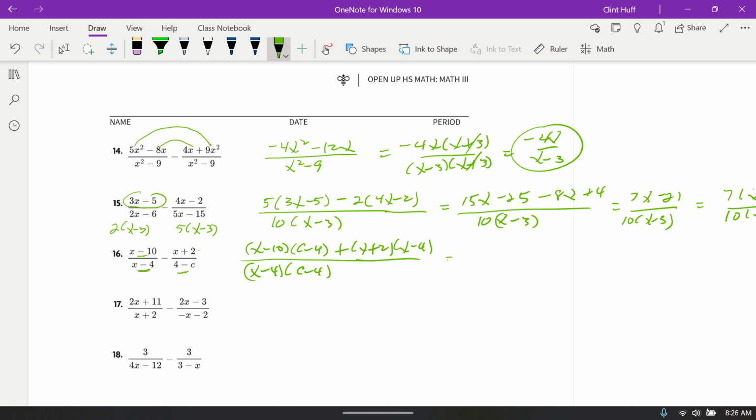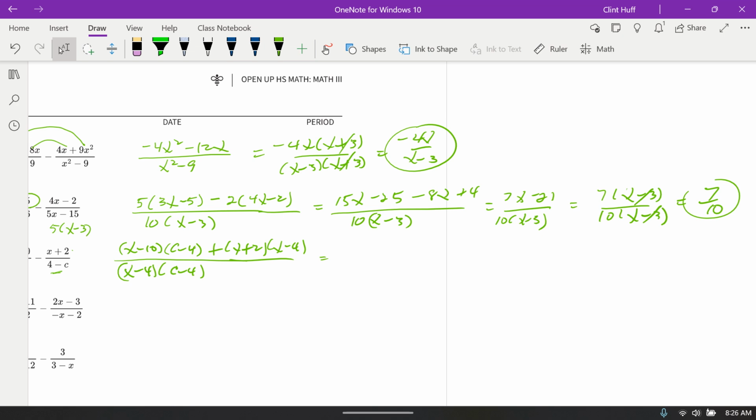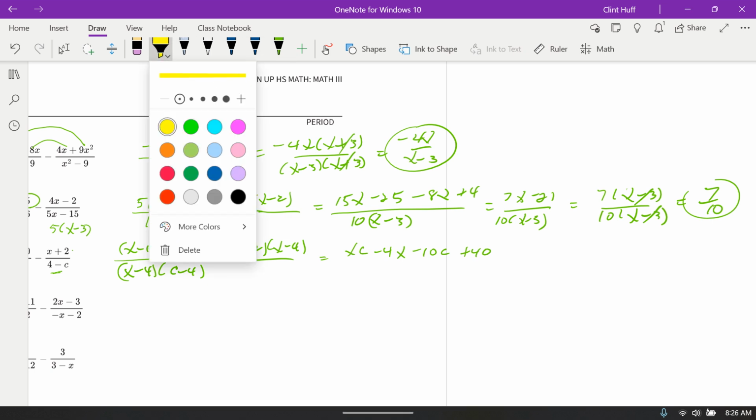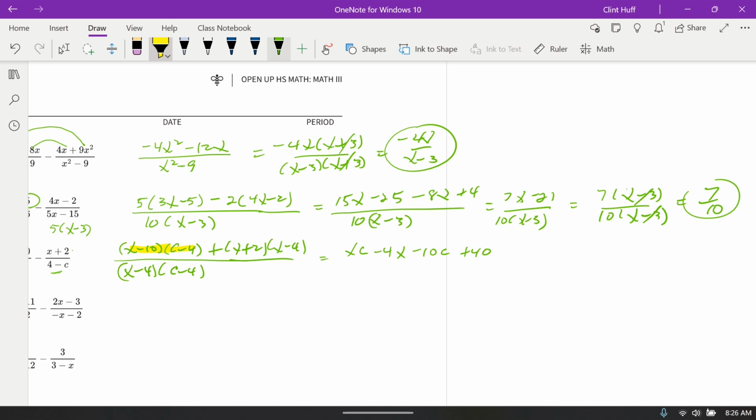Now, if I clean all this up, keep my fingers crossed that I keep all my calculations right. On the first one, I get xc for the first, minus 4x for the outer, minus 10c for the inner, and plus 40. So I multiplied these two together. Now I'll multiply the second part together. I get x squared, negative 4x, positive 2x, and minus 8. And this is all over the common denominator of (x minus 4) times (c minus 4).